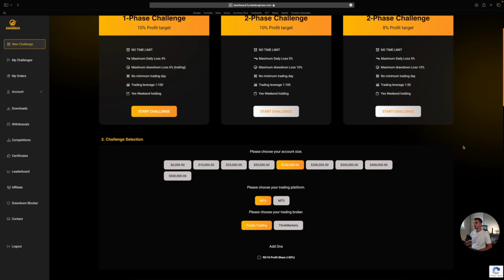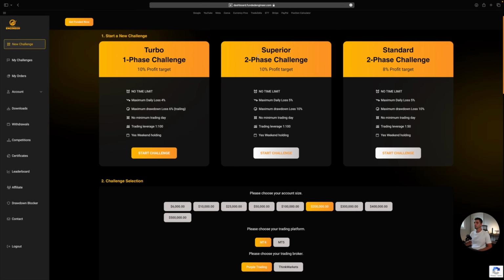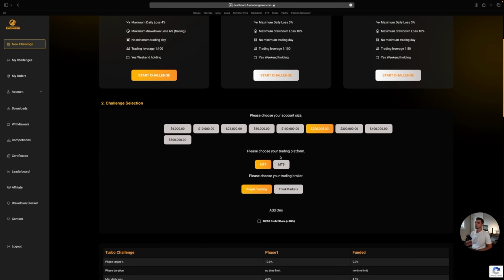So I started this 200K challenge. I chose the 200K Superior two-phase challenge. There's a few different ones to choose from here, but I felt that this one worked best for me and my trading style. Now, you can choose from MT5, MT4, Purple Trading as the broker, Think Markets as the broker, and you can also add a 90-10 profit share to your challenge. So it's like a little add-on thing, which is really cool.